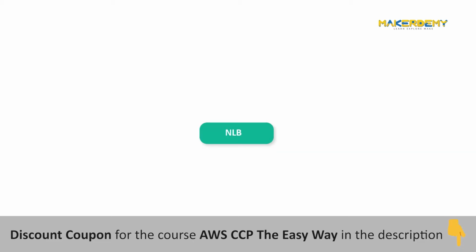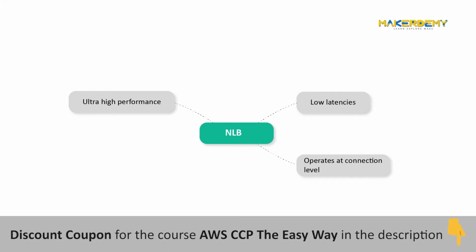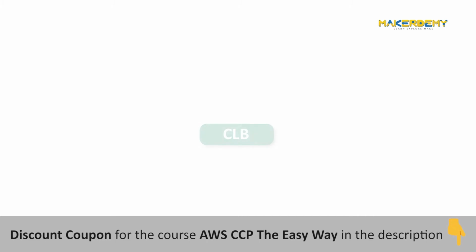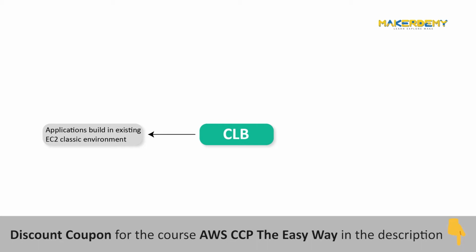Network Load Balancer, or NLB. This is used for ultra-high performance for your application with very low latencies. It operates at the connection level, routing traffic to targets within your VPC. It is capable of handling millions of requests per second. Classic Load Balancer, or CLB. It is used for the applications that were built in the existing EC2-Classic environment. It operates at both connection and request levels.